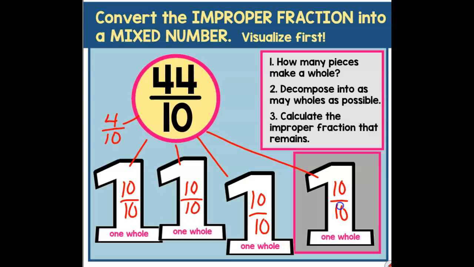It's not enough to make another whole. So I'm going to add up all my wholes. 1, 2, 3, 4 wholes, and I still have those extra 4/10ths left. So that's how I write that one.